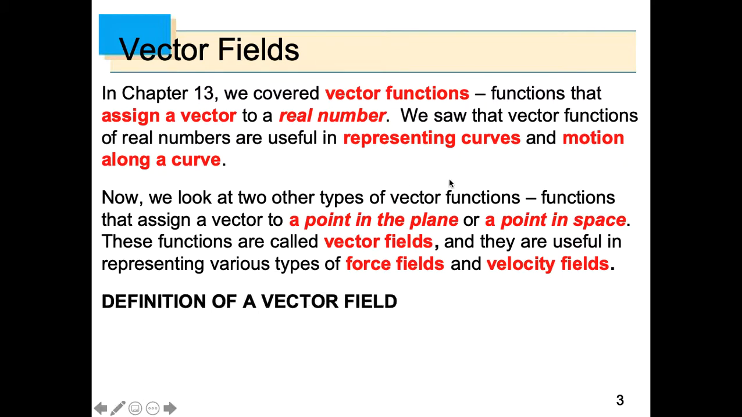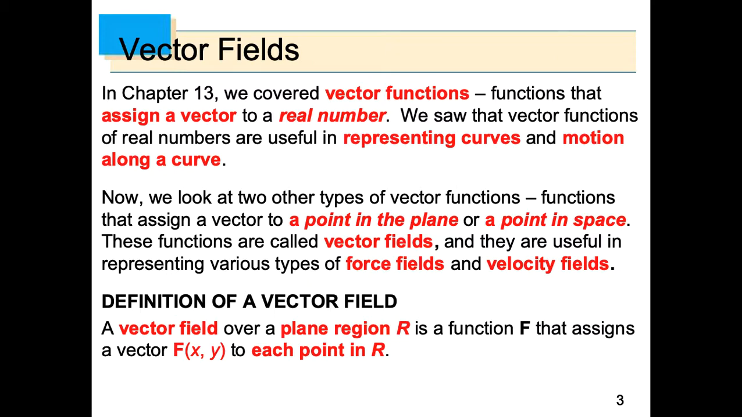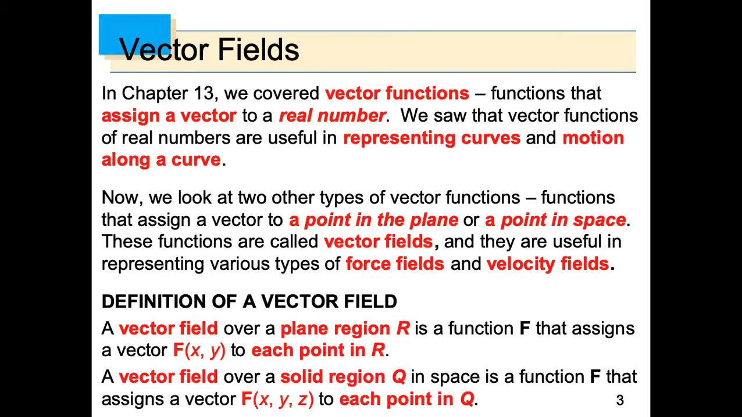First, let's start with the definition of a vector field. Over a plane region R is a function f that assigns a vector to each point. Or you also have a vector field over a solid region. Yes, vector fields can not only be two-dimensional, they can actually reach out to three-dimensional solid regions. And again, it's a space such that a function f assigns a vector to each point in the solid.